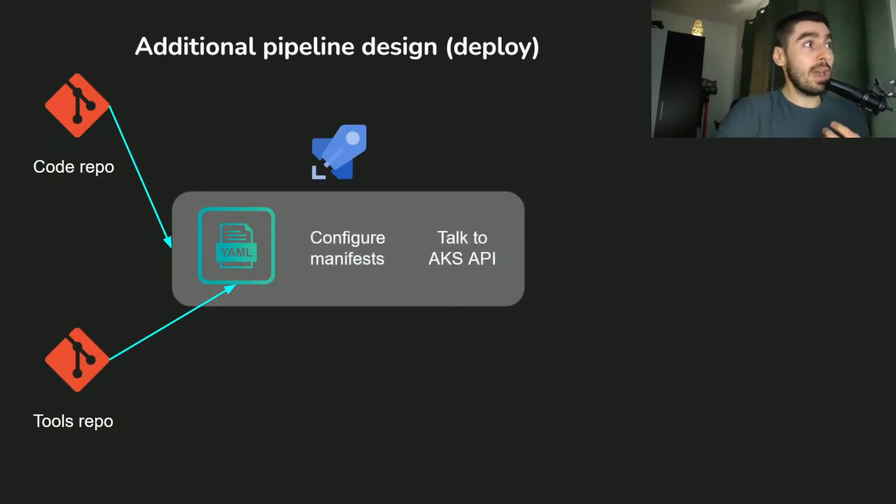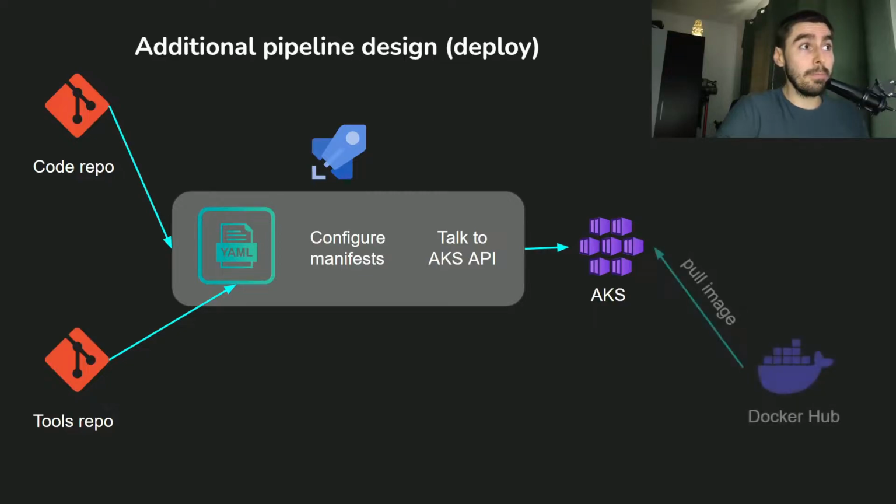And then we have this set of logical steps where we configure that manifest. If you followed along with the previous episode, we're replacing those tokens in the YAML manifest and giving it proper values that it can use to deploy to the Kubernetes API. And obviously then we will send that request to the AKS API. And then AKS will handle pulling the image from Docker Hub if our repository is public.